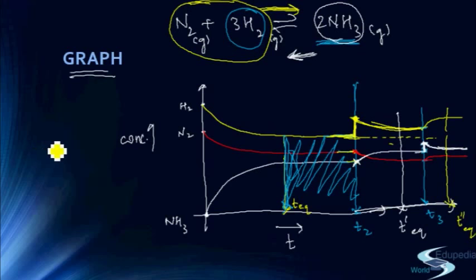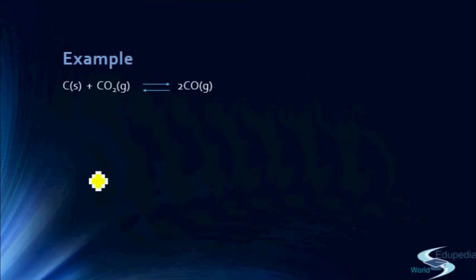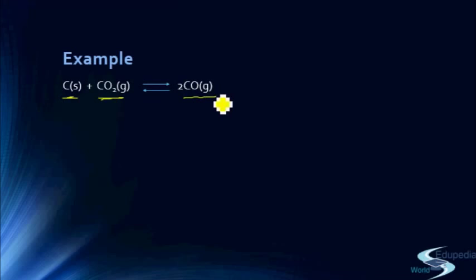You can take any example, any random reaction. You can even take physical processes, where the phase is changing, rather than chemical reactions. Even then the graph will look in a similar fashion. So, last important point over here, let's look at it via an example. Say I have this reaction where solid carbon is reacting with gaseous carbon dioxide to form gaseous carbon monoxide.